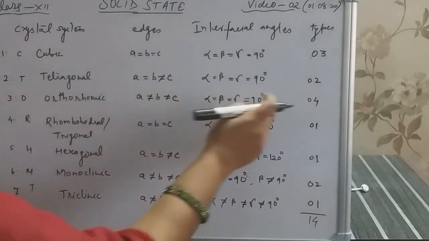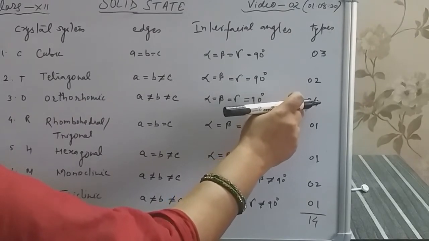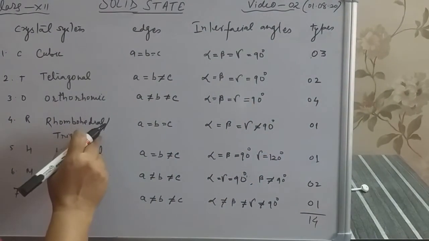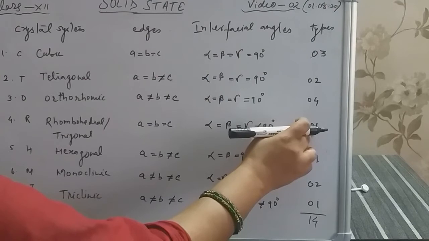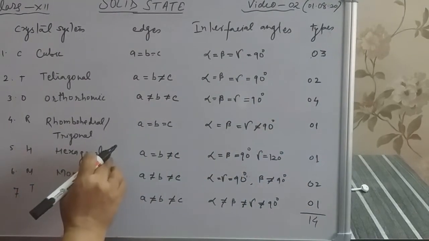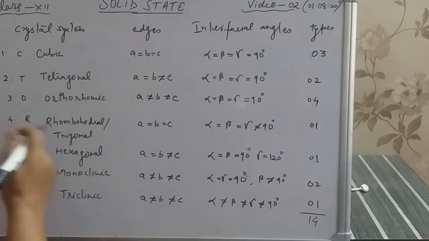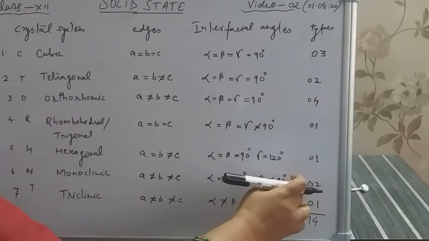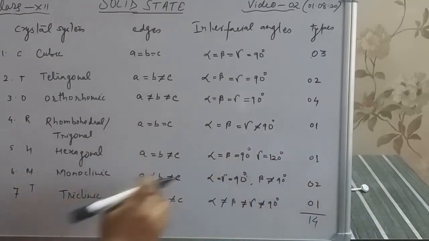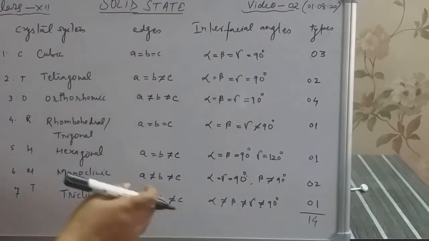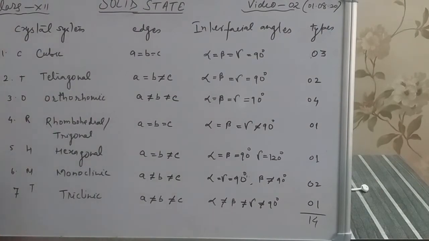In case of orthorhombic, 4 types of unit cells are found: primitive, body centered, face centered and end centered. In case of rhombohedral, only 1, primitive unit cell, is found. In case of hexagonal, only primitive unit cells are found. In case of monoclinic, 2 unit cells, primitive and end centered. In case of triclinic, only one type is found. It is called primitive. So students, by this you can learn and remember all 7 types of crystal systems and 14 types of Bravais lattices.